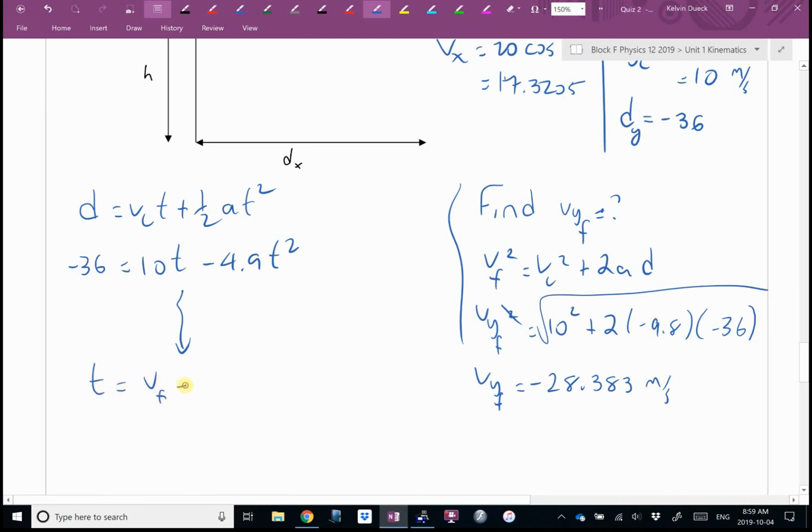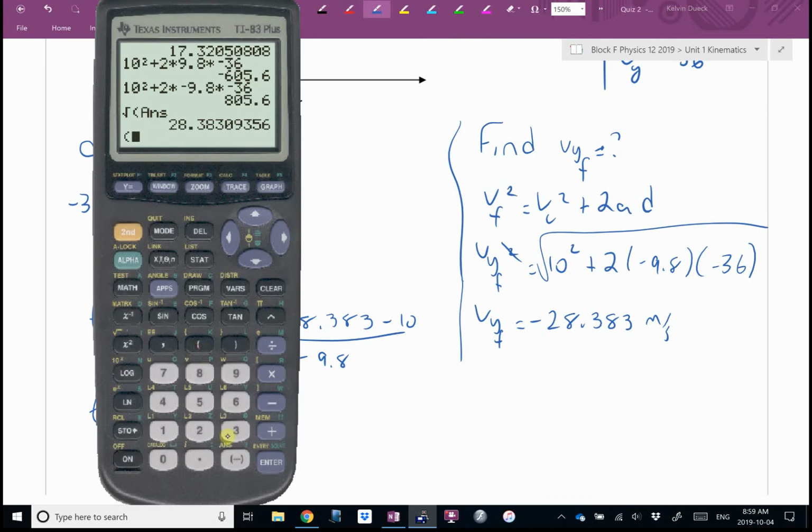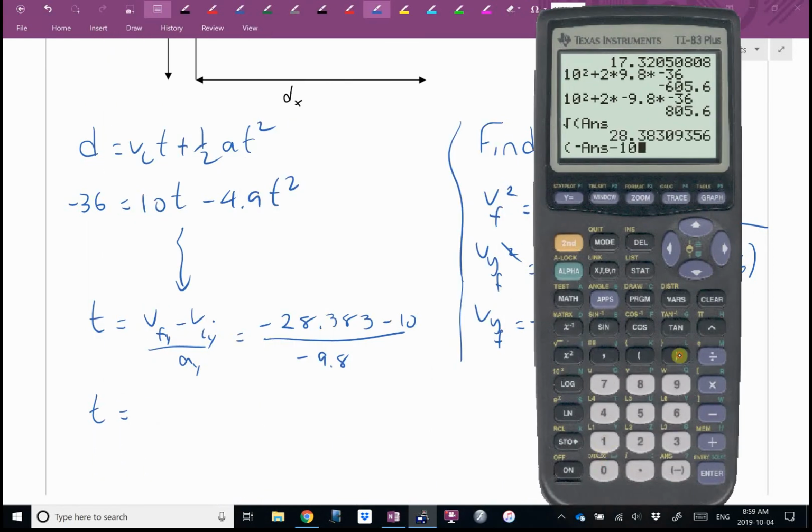It's going to be V final minus V initial over A, vertical. It's going to be negative 28.383, I'm going to use my answer button, minus 10 all over negative 9.8. Those of you that used your quadratic solver, did you get a time value of negative answer button minus 10 divided by negative 9.8? This will give me exactly the same answer as on the quadratic solver because I didn't do any rounding off. I got 3.9166422, which I think is what you got, yes? Yes. No quadratic formula required.